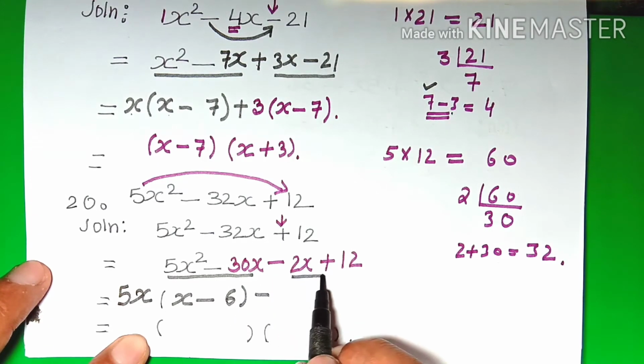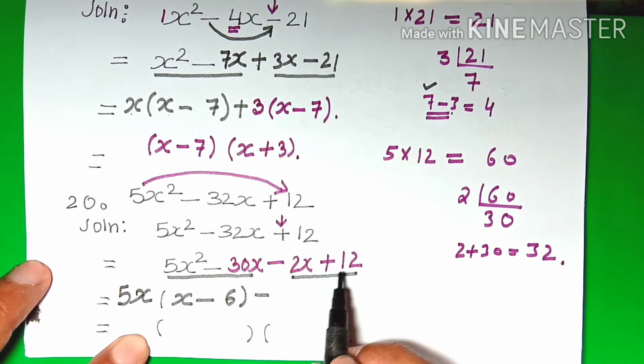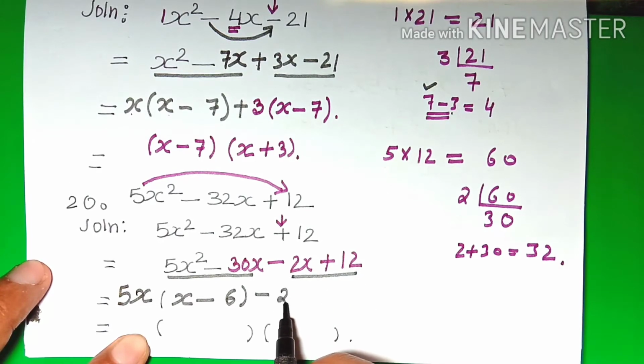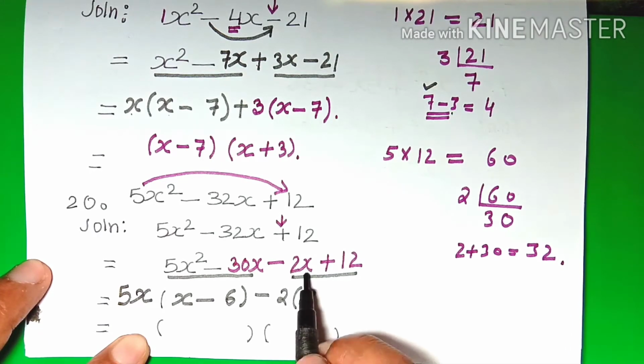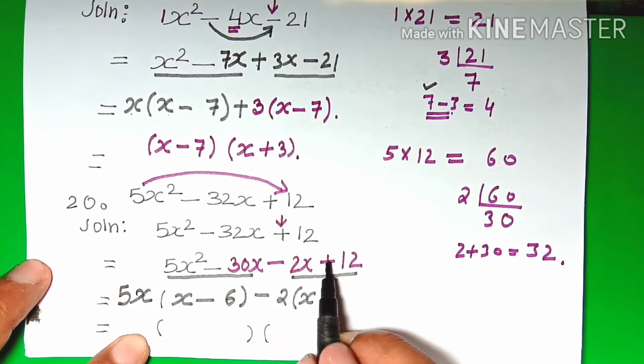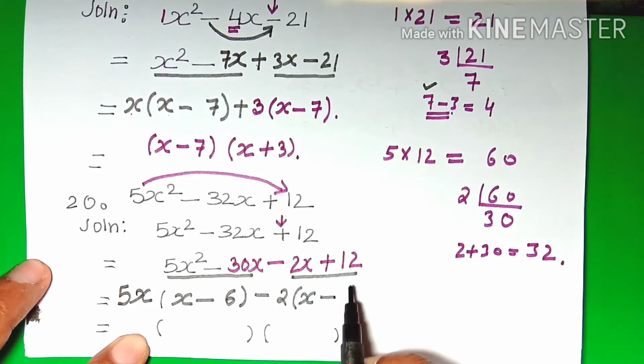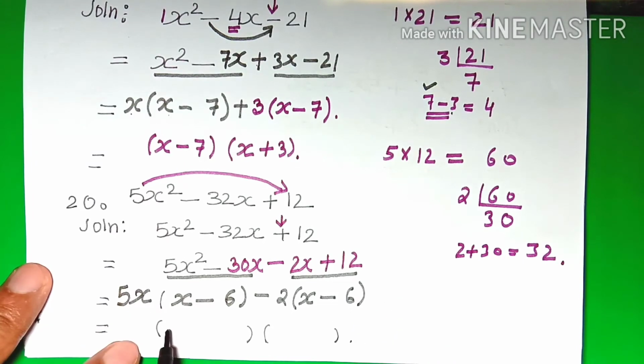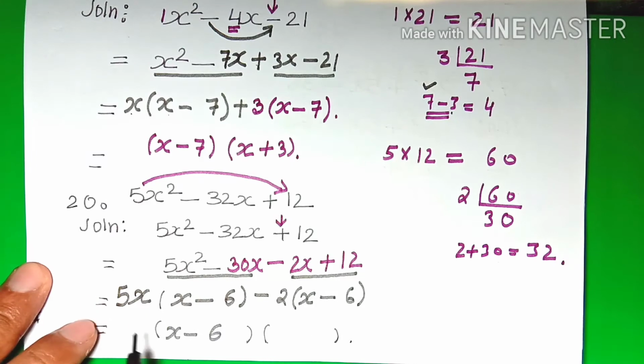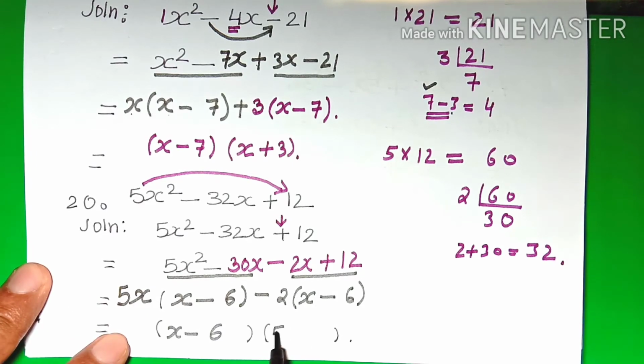Again from the last two terms, 2 and 12, both are divisible by 2 tables. So we are taking here 2 as the highest common factor. After taking 2 as the common, then we are left with here x minus, plus will be minus, 2 into how many times? Yes, 2 into 6. Now the factor here, x minus 6, is a common factor. Now we can collect back here the value or the term 5x here minus 2.